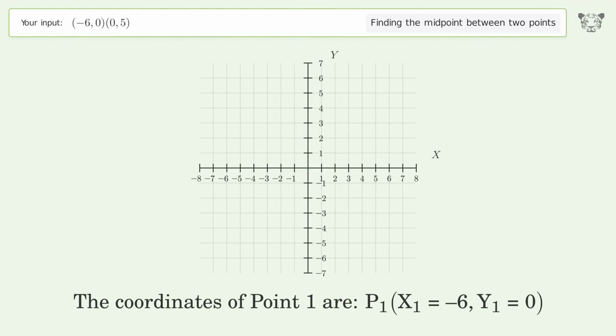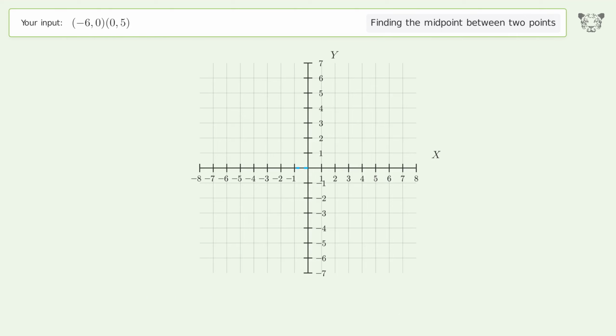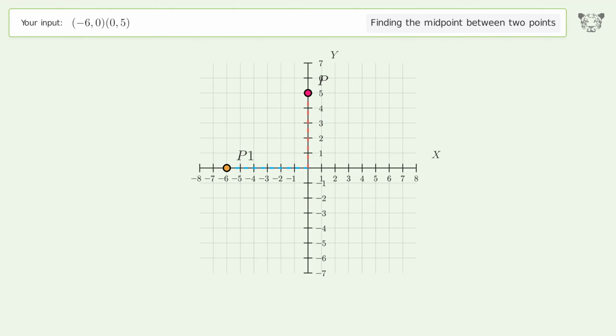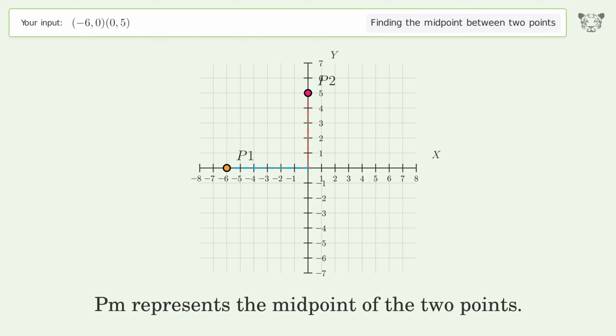The coordinates of point 1 are x1 equals -6, y1 equals 0. The coordinates of point 2 are x2 equals 0, y2 equals 5. PM represents the midpoint of the 2 points.